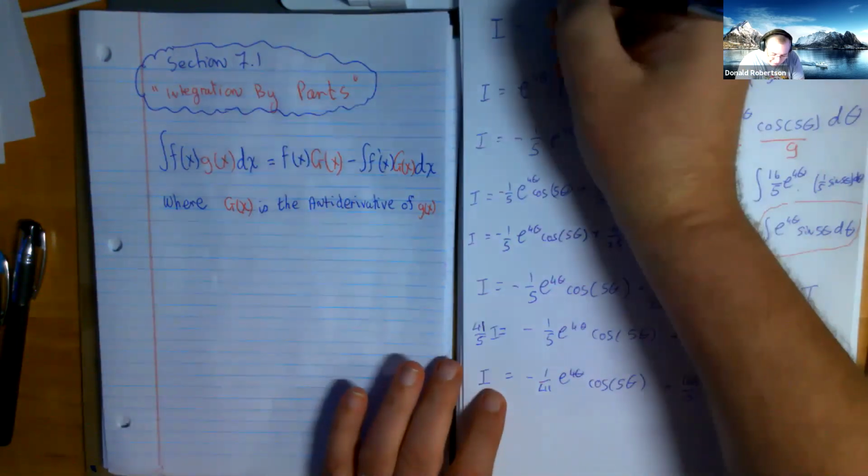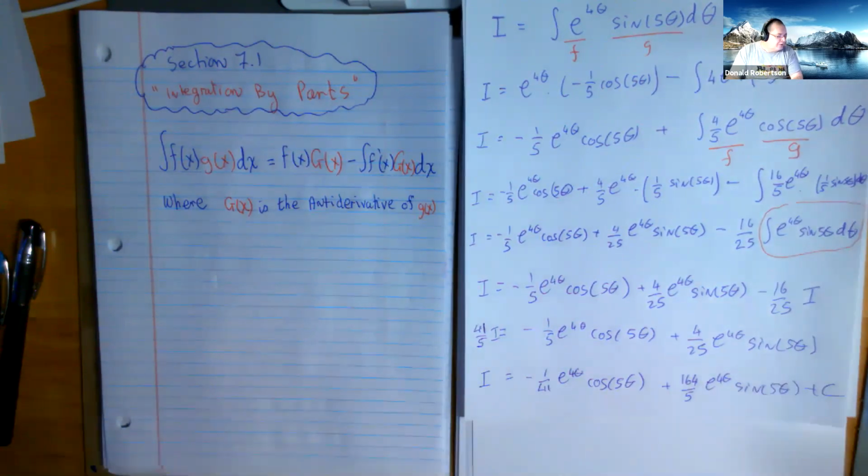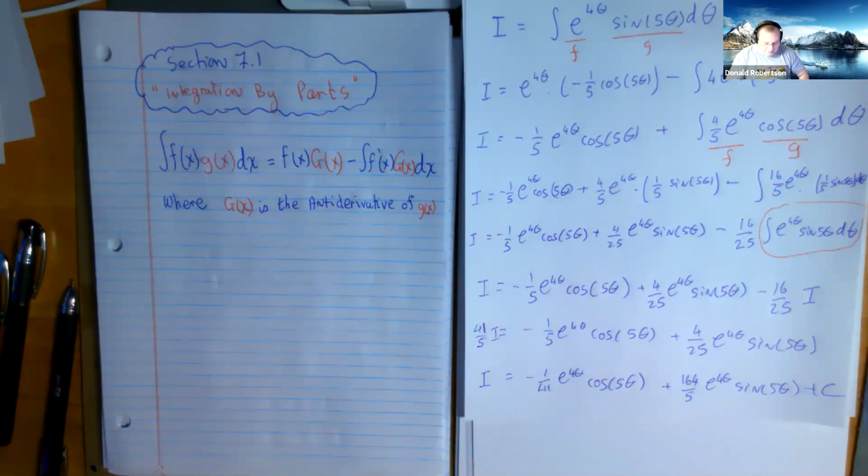And if somebody sticks a 0 to 2 pi there, don't you just plug in 0, plug in 2 pi, and do what you need to do. Are we good? Any question?